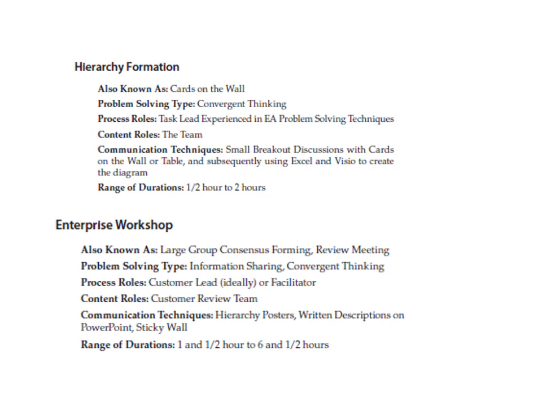So the next catalog is hierarchy information and enterprise workshop. Hierarchy information is also known as cards on the wall, and the problem solving type is convergent thinking. Process roles is task lead experienced in EA problem solving techniques. Content roles is the team. Communication technique is small breakout discussions with cards on the wall or table, and subsequently using Excel and Visio to create the diagram. And the range of duration is half hour to 2 hours.